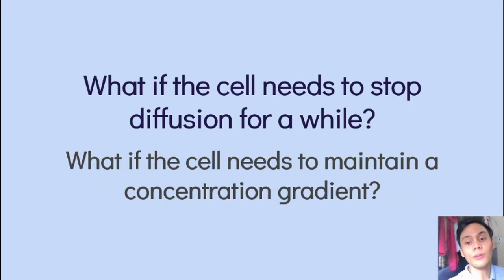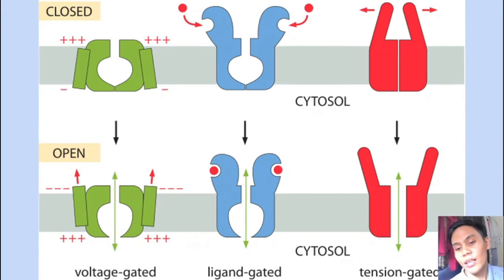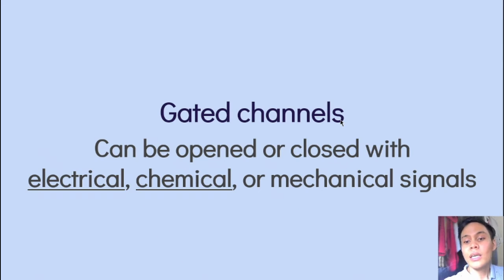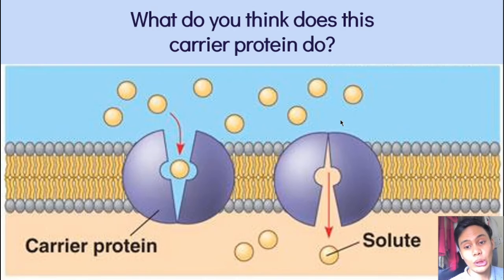So if it needs to stop diffusion for a while, it needs to close off these kinds of gates, these kinds of channels. So we call them gated channels. In this case, they can be controlled through electrical signals, through molecules, or just by changing shape. So these gated channels, again, respond to electrical, chemical, or mechanical signals.